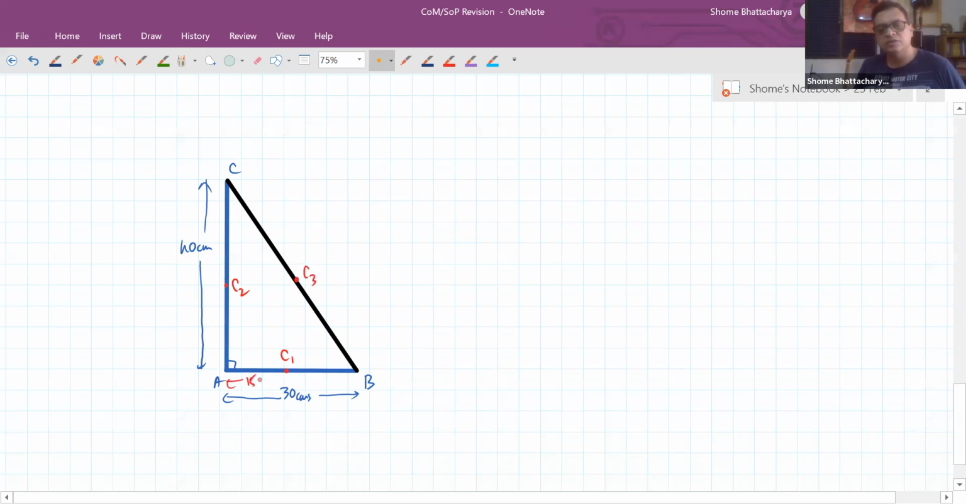So this will be 15 centimeters. This will be 20 centimeters. Okay. This angle will be 53 degrees, and this will be 25 centimeters. That's the geometry part over here.